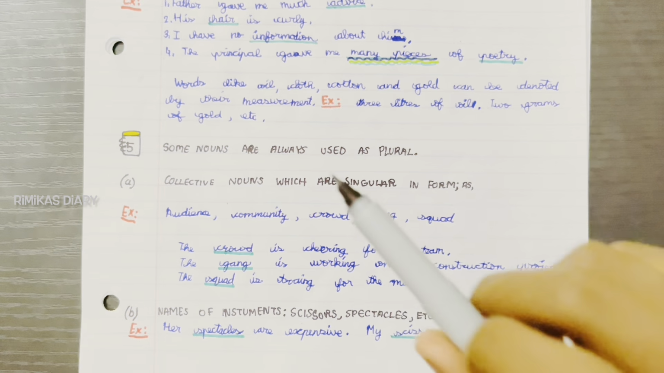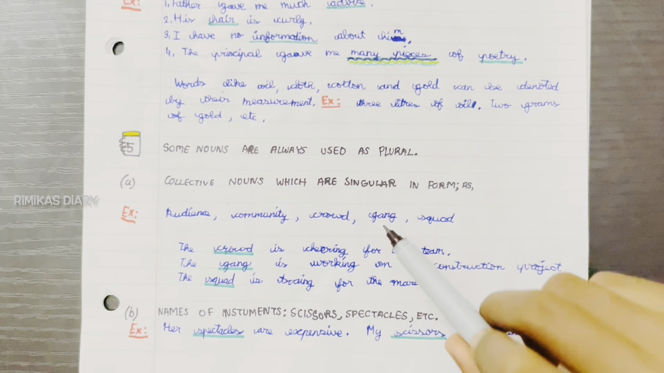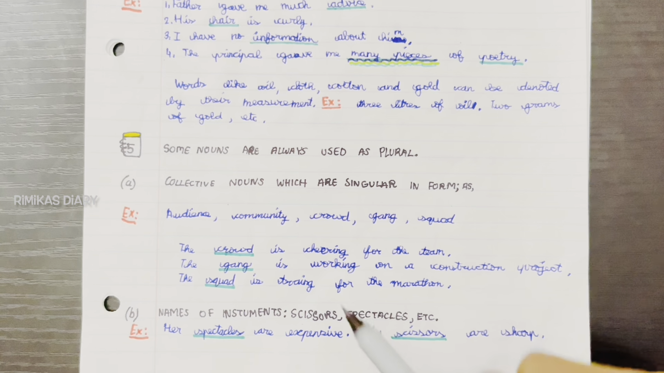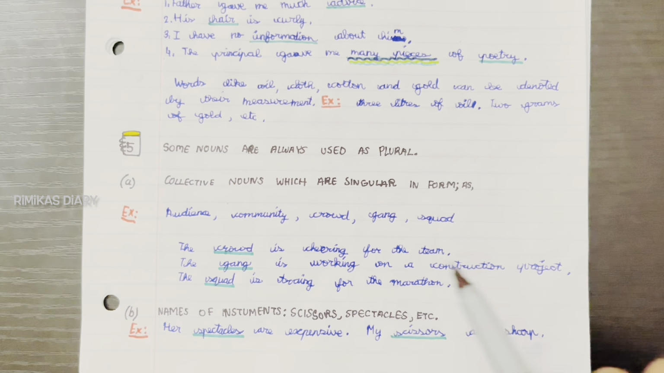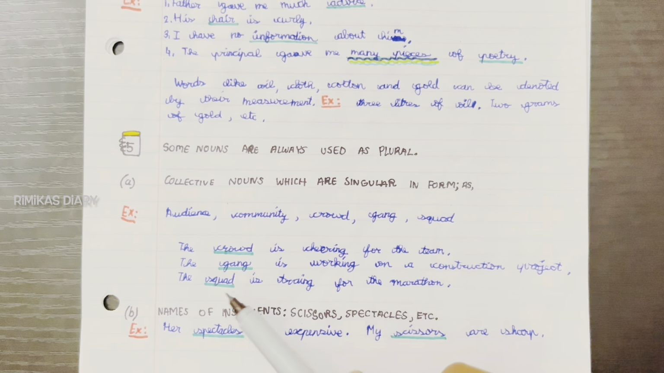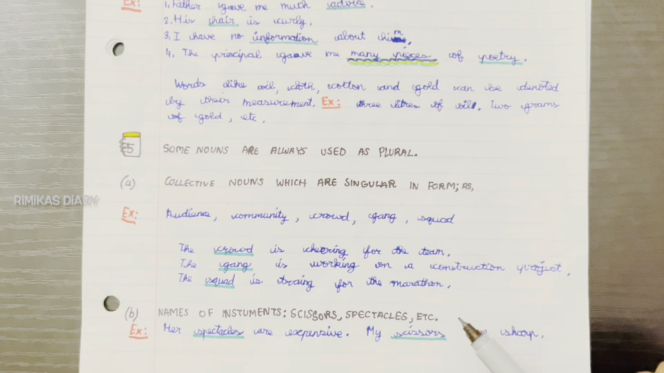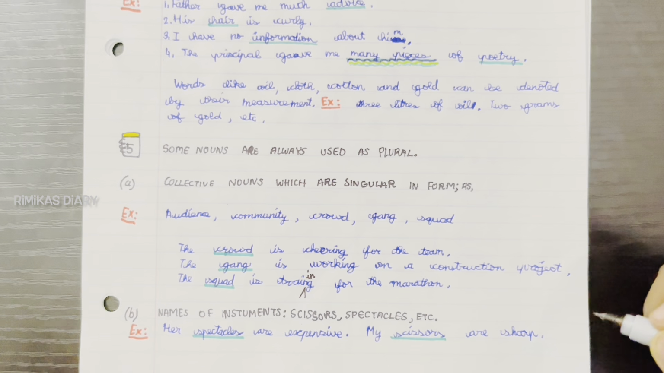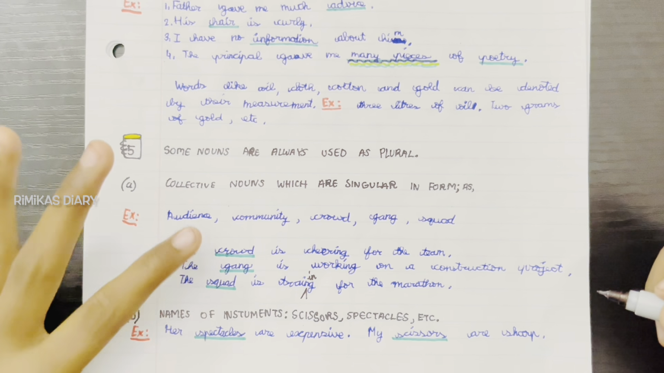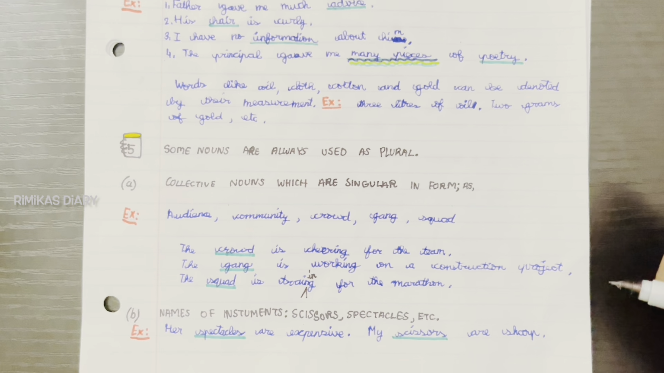Fifth one. Some nouns are always used as plural. Collective nouns, which are singular in form: audience, community, crowd, gang, squad. These are collective nouns, which are used in singular form. The crowd is cheering for the team. The gang is working on a construction project. The squad is training for the marathon. Here, these collective nouns like crowd, gang, squad are used as singular nouns.